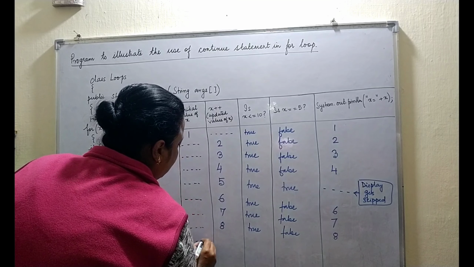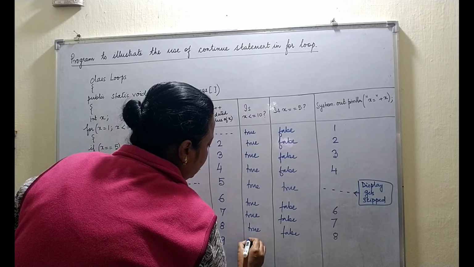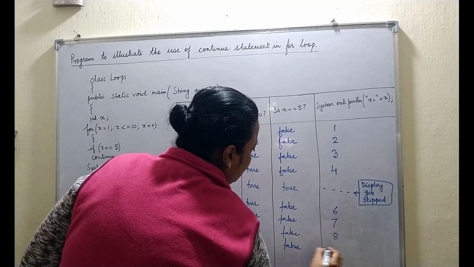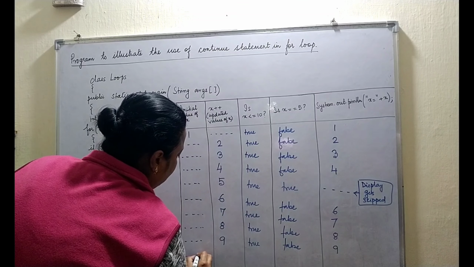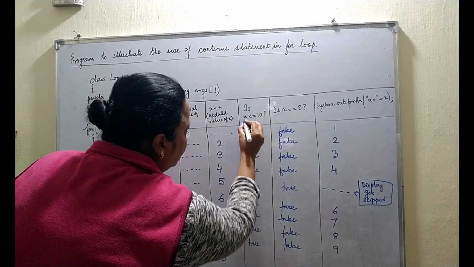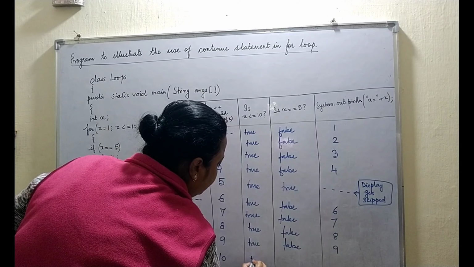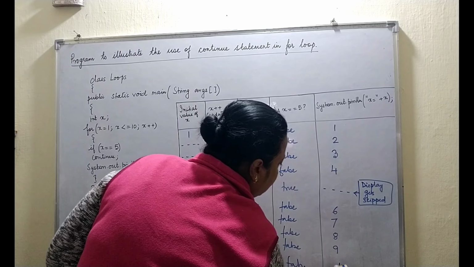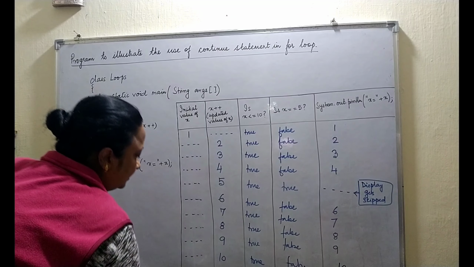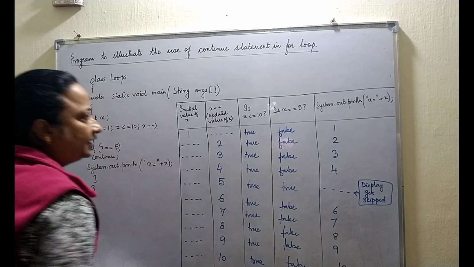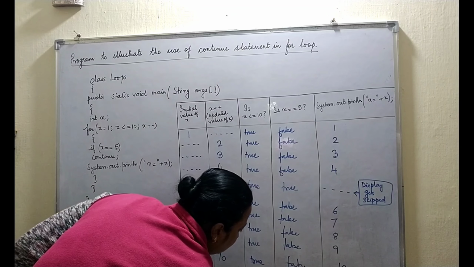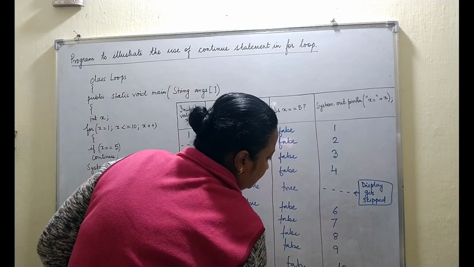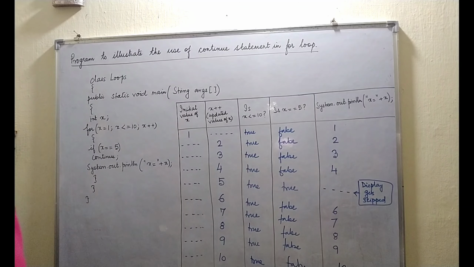Next, the value is 9. So here it is true, this is false. So 9 is printed. Then the updated value of x is 10. 10 less than or equal to 10 is true, this is false. Now the value 10 is printed. Then the value of x becomes 11. This condition is now false. So once the condition becomes false, the statements inside the loop will not be executed.